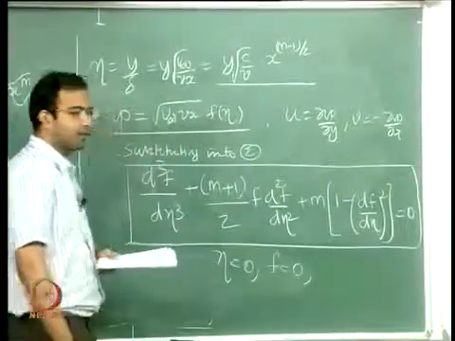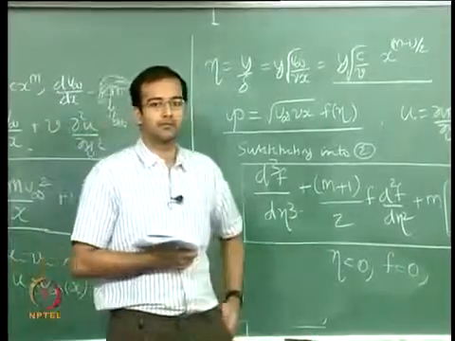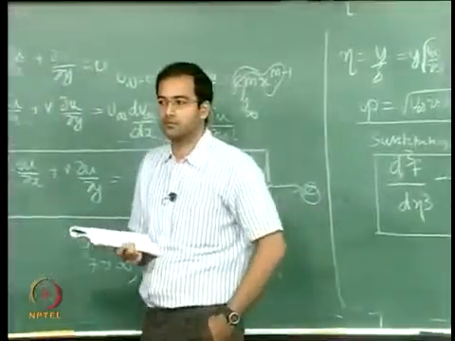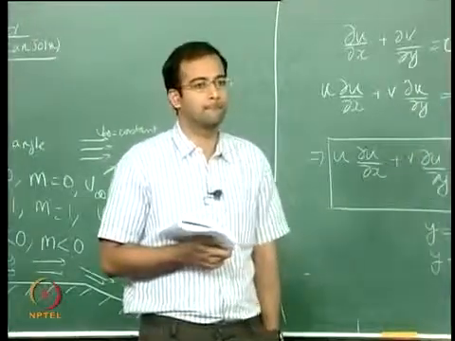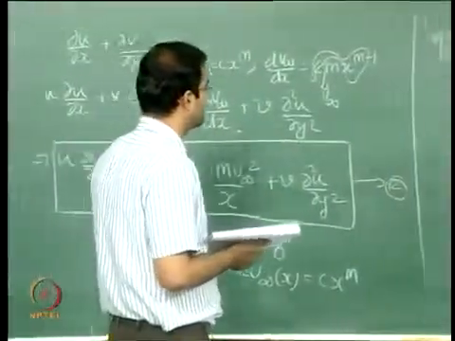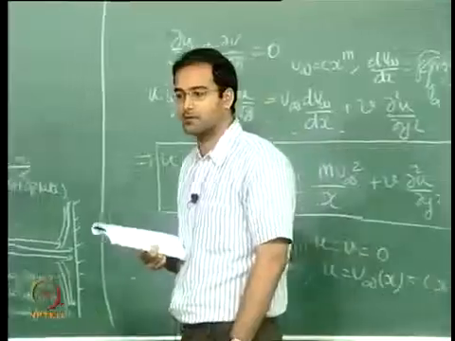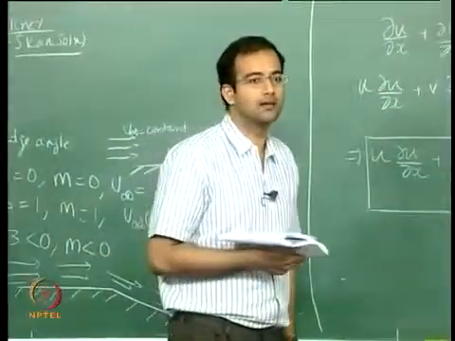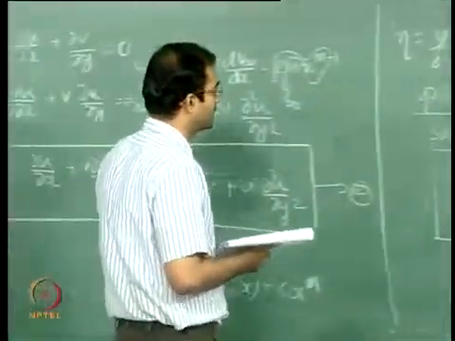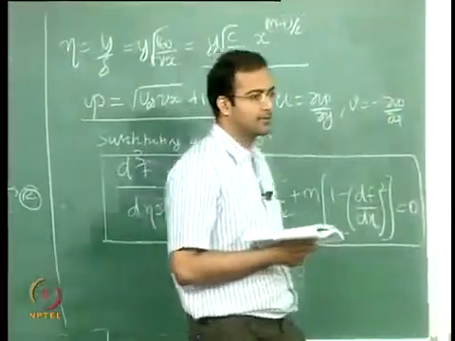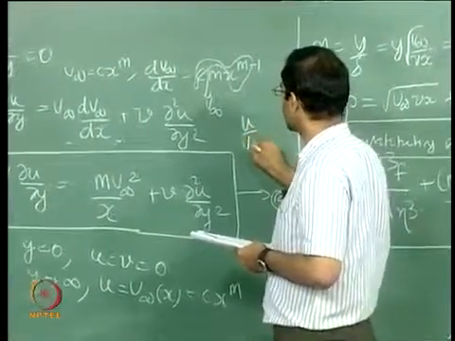At eta equal to 0, you have f equal to 0. Why is f equal to 0? Which boundary condition does it satisfy? No slip, correct, but exactly which, does it correspond to u equal to 0 or v equal to 0? U equal to 0? What is u in terms of f? What is the relation between u and f? U by u infinity.